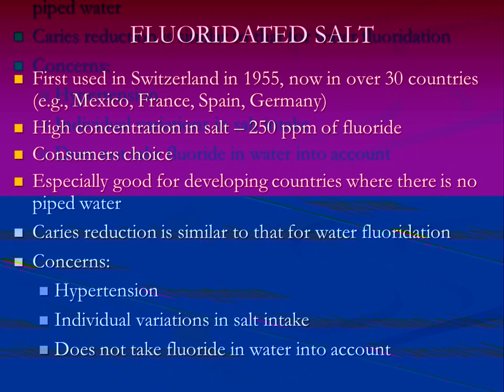This started out in Switzerland in 1955, and now over 30 countries throughout the world have implemented the fluoridated salt method. Basically, you're adding a high concentration of fluoride to the salt, about 250 parts per million of fluoride. It's great because it gives the consumer a choice. So people that like salt and need fluoride, this is a great choice for them.